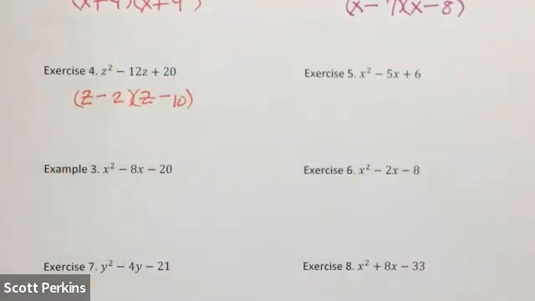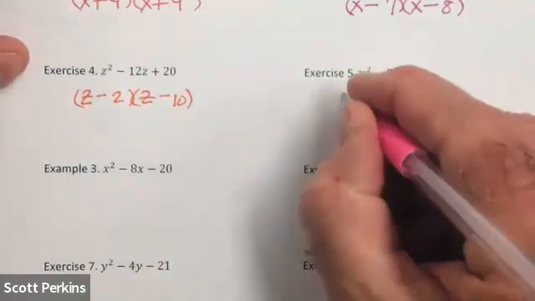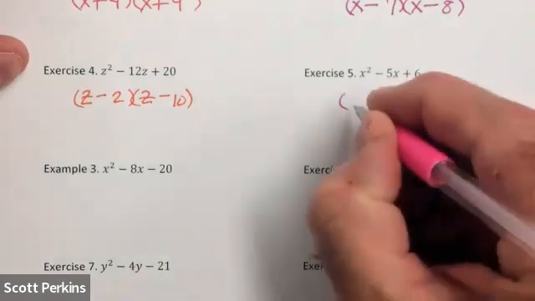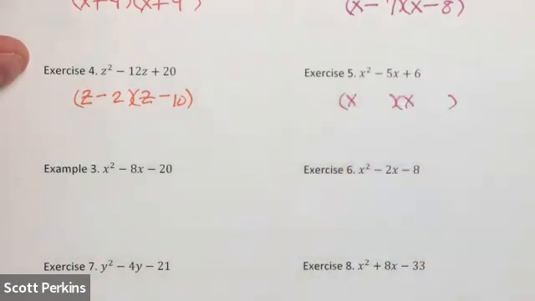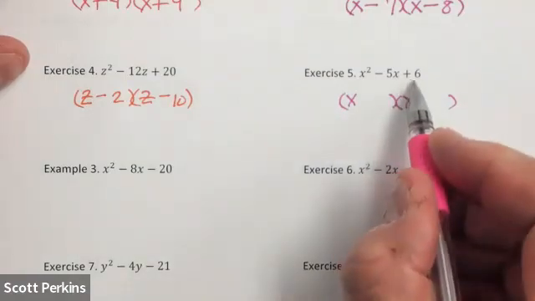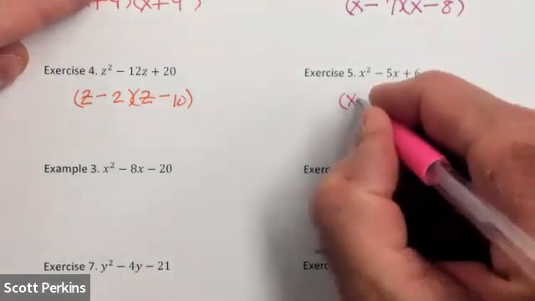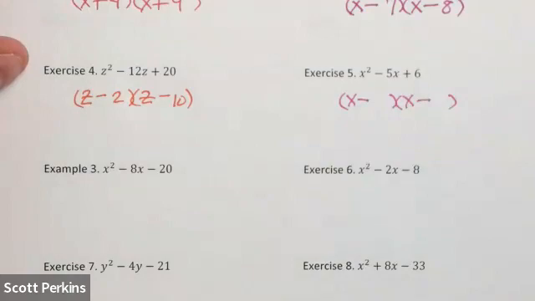Okay. Exercise 5. Another one just like that. Won't take you too long to do, probably. Okay, so just like the previous two problems, I've got a positive 6, so the signs are going to be the same. They're going to add up to a negative 5, so they're both going to be negative. And then what are the factor choices for 6 that are going to add up to 5? 2 and 3. Great job.